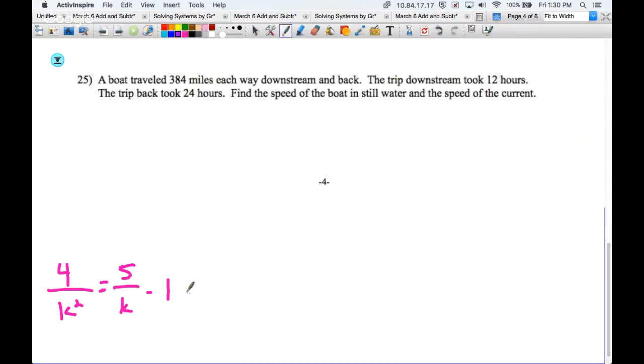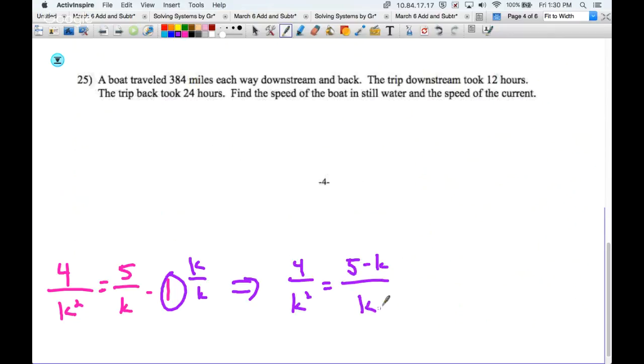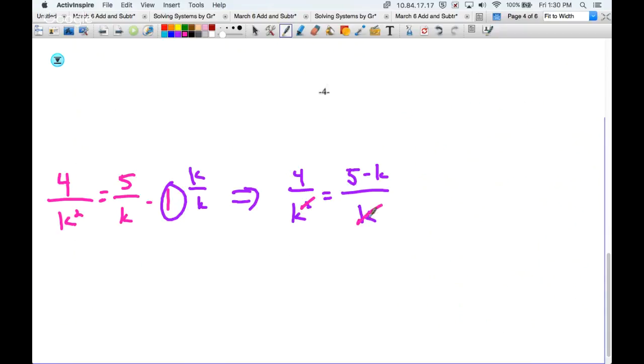So I need to combine these into a single fraction, so I'm going to replace this 1 with a k over k. Now this can become 4 over k squared equals 5 minus k all over k. We can cancel a k from the bottom here and this k down here. Let's multiply k to both sides, and we get 4 equals 5k minus k squared.